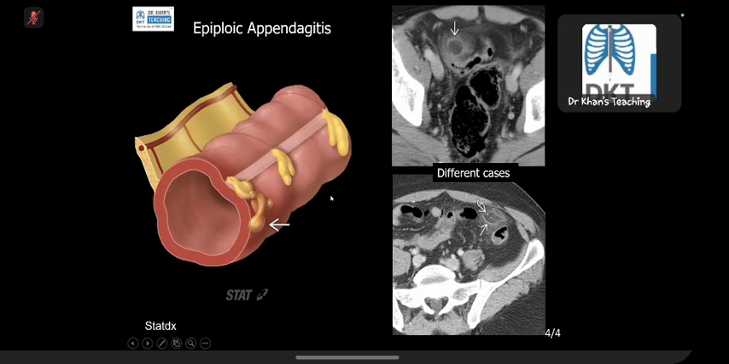The finding is that these are peritoneal, fat-containing tags of peritoneum on the longitudinal muscle. The concept is that there is a central vessel which becomes thrombosed, so there is fat necrosis. You will basically see a fatty focus surrounded by a bit of enhancement and some fat stranding, and you might see a central vessel which is thrombosed. So once you pick it up, you just say this is epiploic appendagitis. You've got the diagnosis, don't worry about anything. Don't ask for anything. Management, conservative.